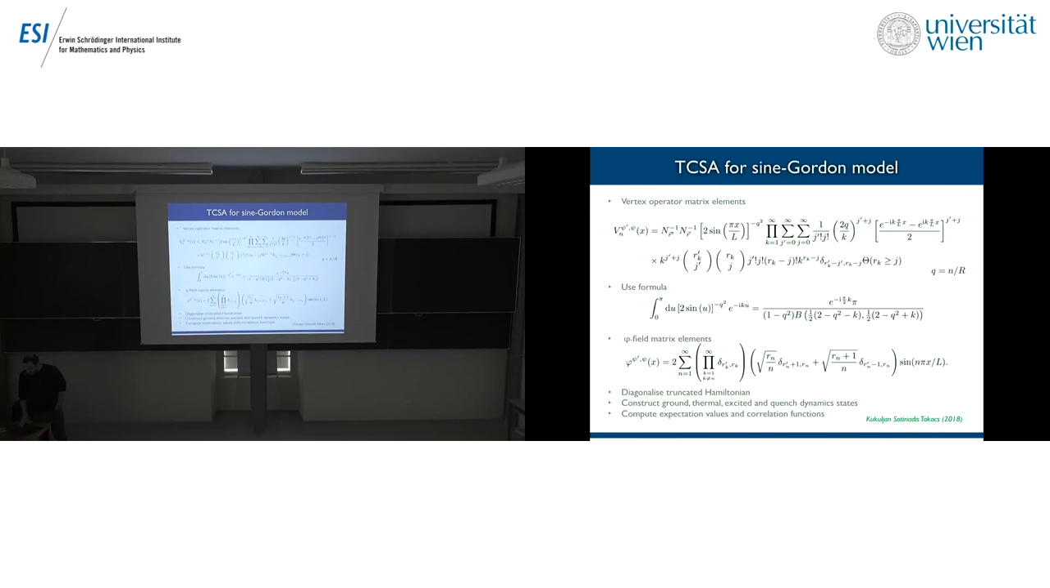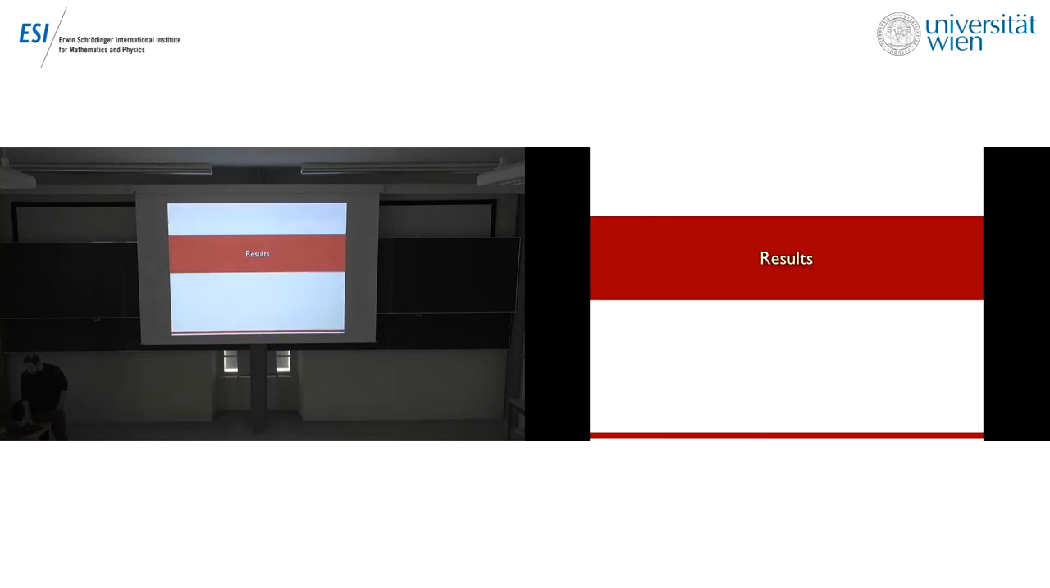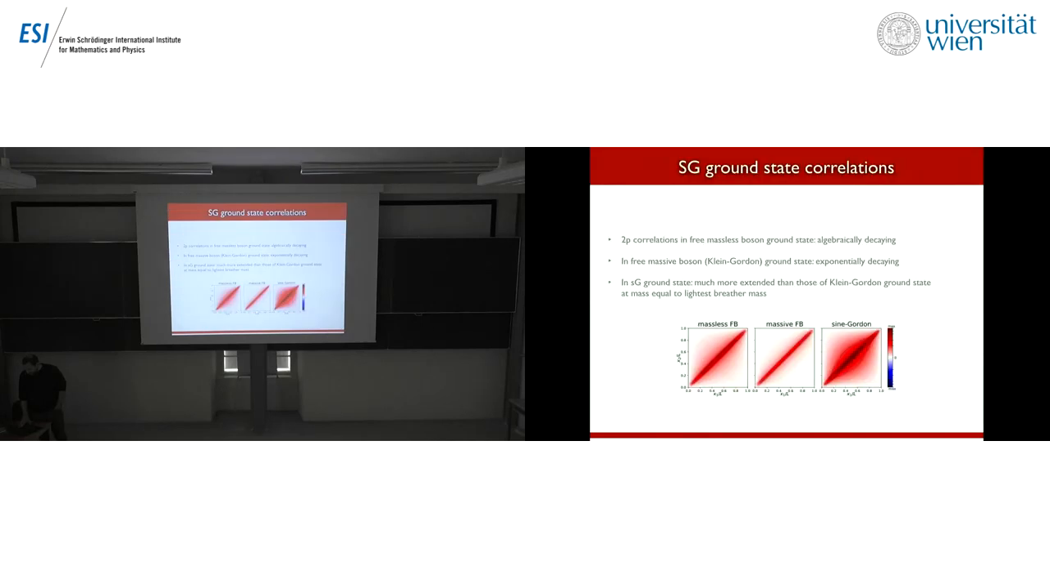This is just to show that the algebraic calculations can be quite nasty, but the main idea of the method is this. Okay, so here are the results of our calculation. We focused on 2-point and 4-point correlations of the Sine-Gordon model, and for reference, we look also at the massless and the massive free case in order to have some benchmark and also comparison. So the system is of size L. We consider boundary conditions of Dirichlet type. This is just a choice.